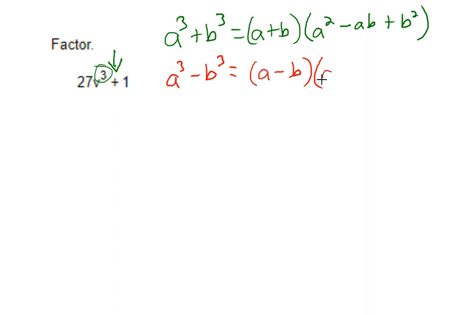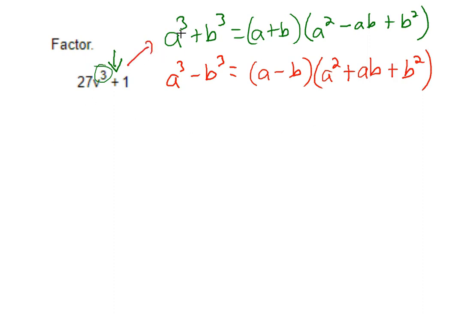For the second factor, it always starts off with a squared, and then I switch to the other sign for this term. So if I'm subtracting here, this one will become adding. If I'm adding here, this one becomes subtracting. And it'll still be ab, that stays the same. And then the b squared is always positive. It'll always be plus b squared. That's the same for both of them. So that's how I remember the two formulas.